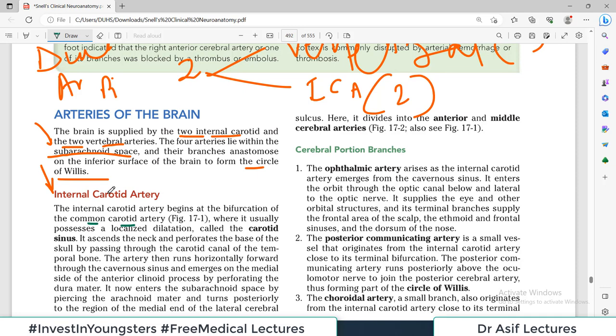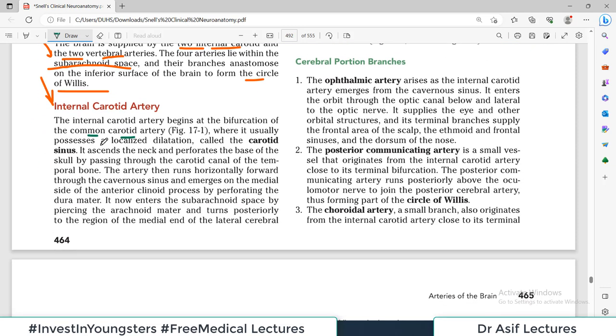So this concept is easy to understand, where it usually possesses a localized dilatation which is called carotid sinus. It ascends the neck, in the neck it goes upwards, and perforates the base of the skull by passing through the carotid canal. Now that's an important thing, of the temporal bone. The artery then runs horizontally forward through the cavernous sinus. That is another important thing. So important thing number one, number two, and emerges on the medial side of the anterior clinoid process.